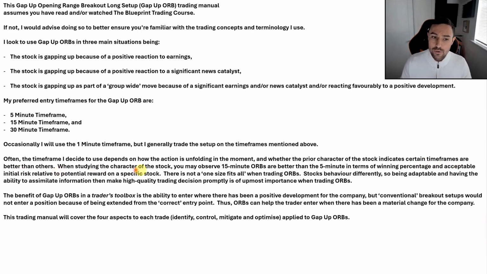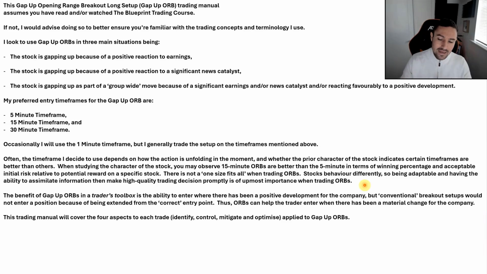When studying the character of the stock, you may observe 15-minute ORBs are better than 5-minute ORBs in terms of winning percentage and acceptable initial risk relative to potential reward on a specific stock. There's not a one-size-fits-all when trading ORBs. Stocks behave differently, so being adaptable and having the ability to assimilate information and make high-quality trading decisions promptly is of utmost importance when trading ORB.